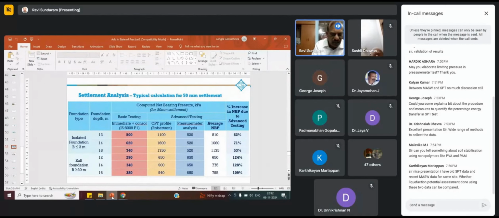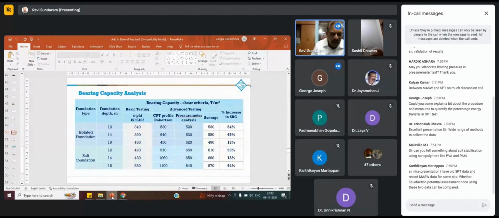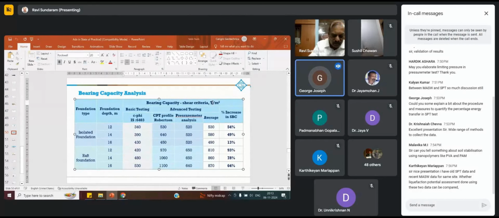In the conventional IS 6403 approach, we had applied a factor of safety of 2.5, and for pressure meter and CPT we had applied a higher factor of safety of 3, and still we ended up with higher numbers. So my concern was, when we have a variation of 1000 in CPT and 650 in pressure meter test, should we assume that whenever we do a CPT test, we will be yielding a higher result?